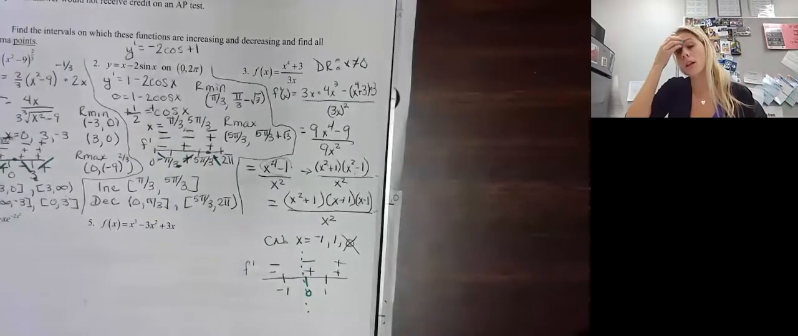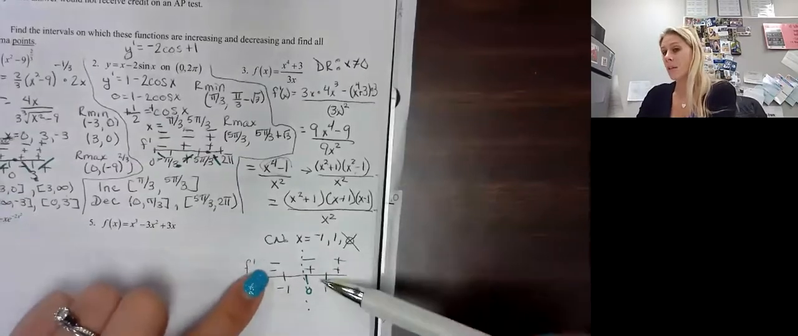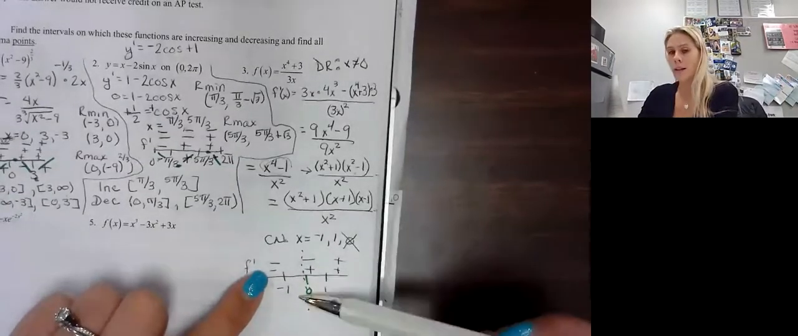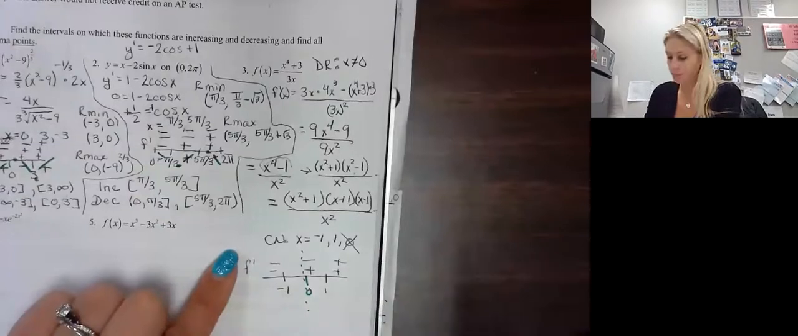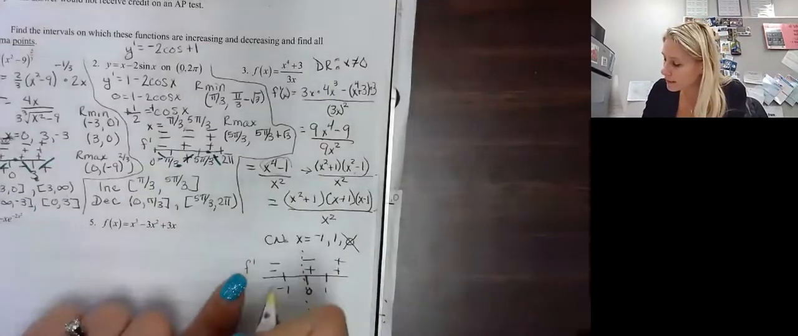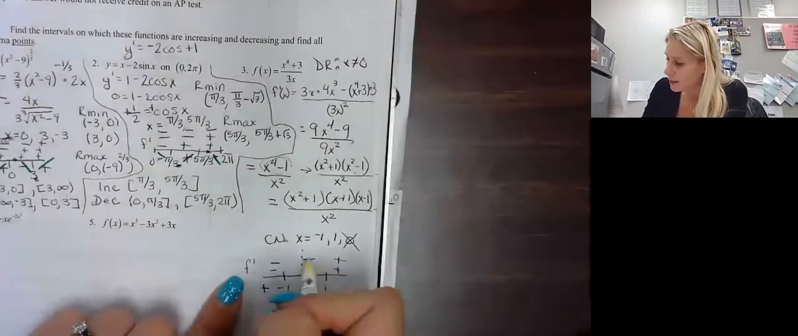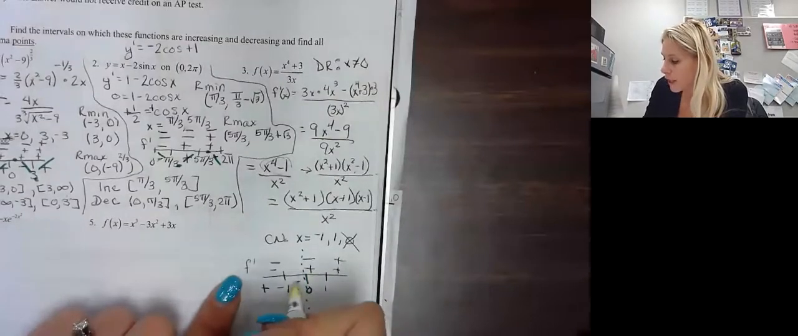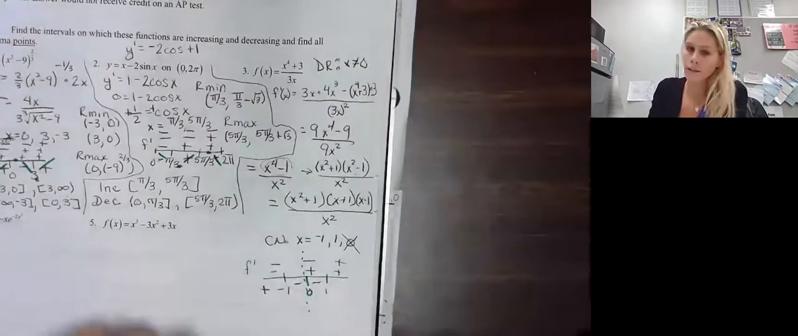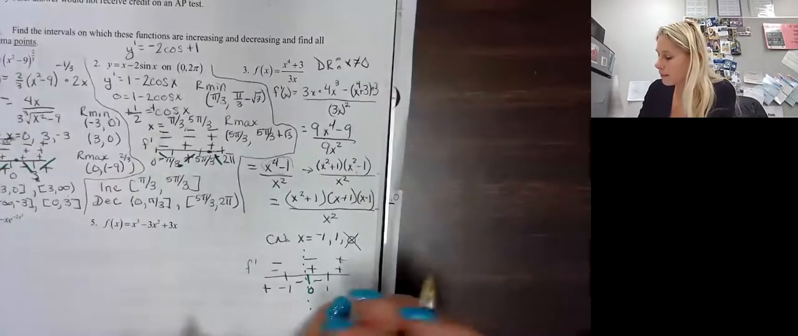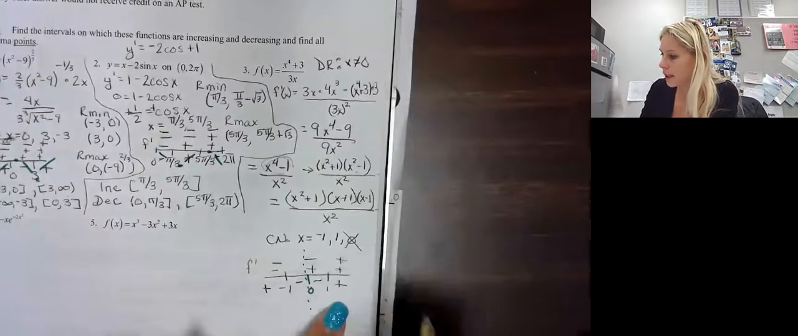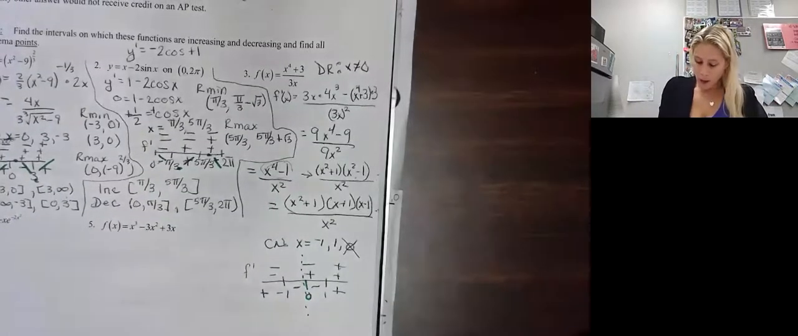Now, when doing your intervals, this will make more sense. So performing my sign array, I don't include the domain restriction as another row. So negative times negative is a positive. Negative times a positive is a negative. That means both of these sides are negative, guys. And then a negative, positive times a positive is a positive.